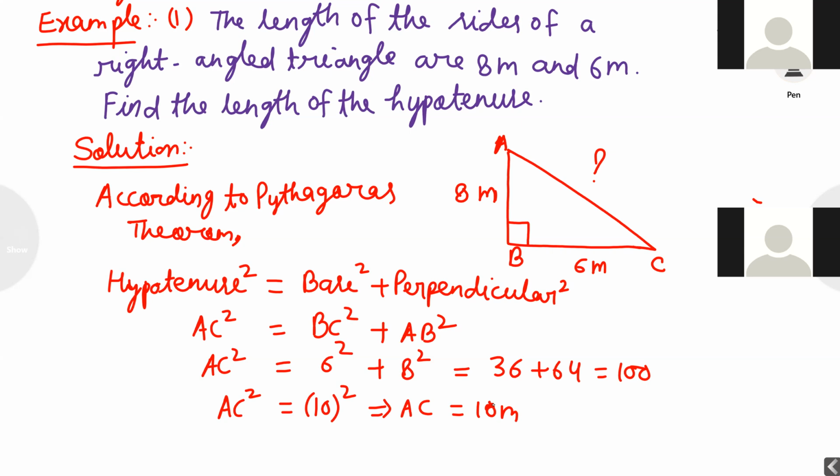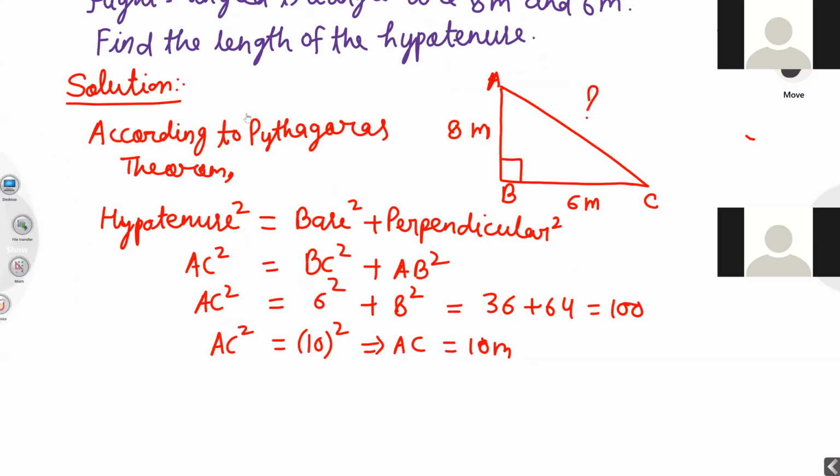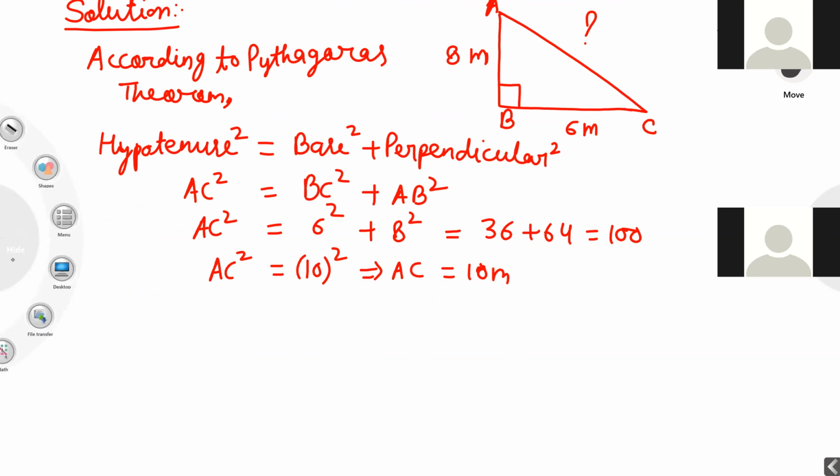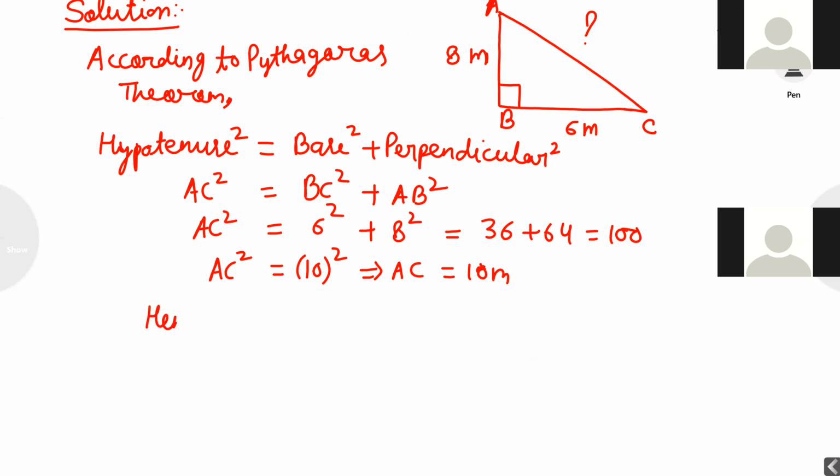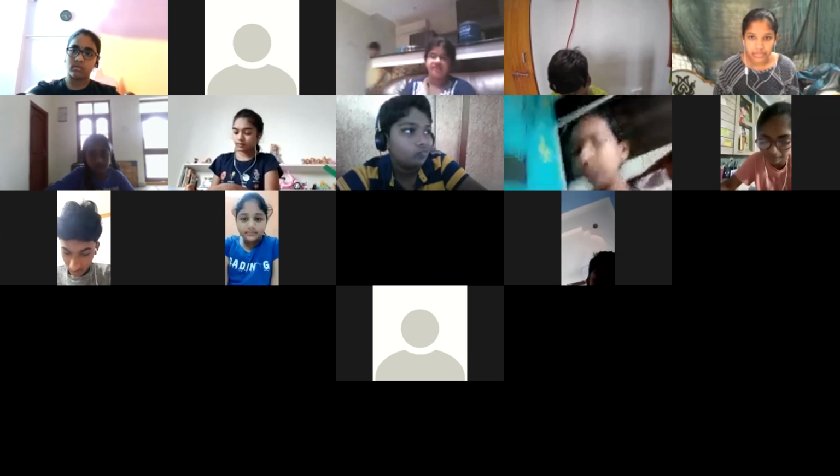AC is equal to 10 meter. Hence, hypotenuse is 10 meter. Note down.